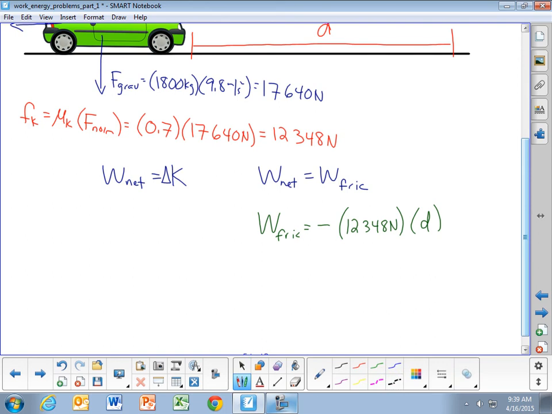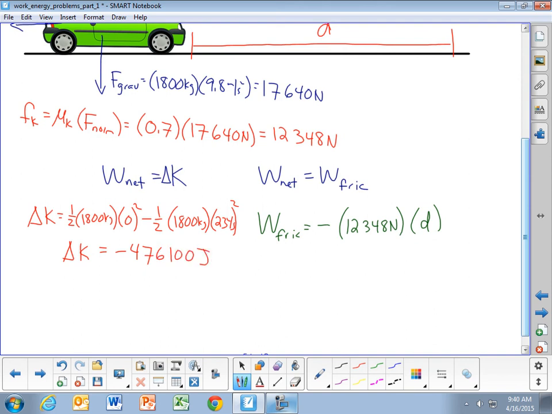We also have that the net work is the change in kinetic energy. And so this change in kinetic energy, it's 1/2 times 1,800 times the final speed of 0 squared minus 1/2 times 1,800 times 23 squared. So this change in kinetic energy is negative 476,100 joules.